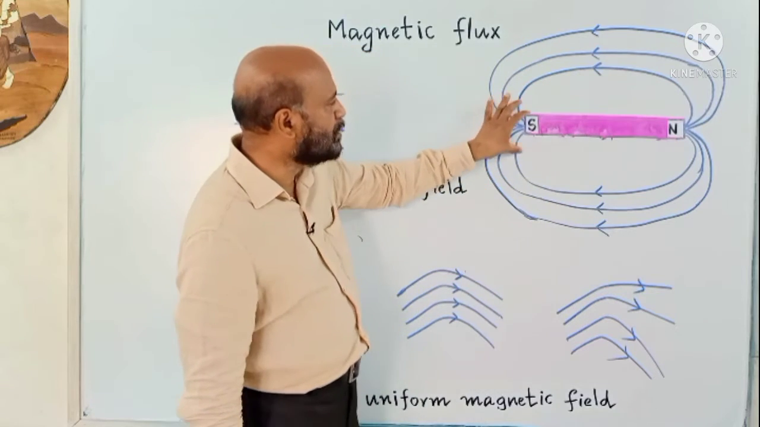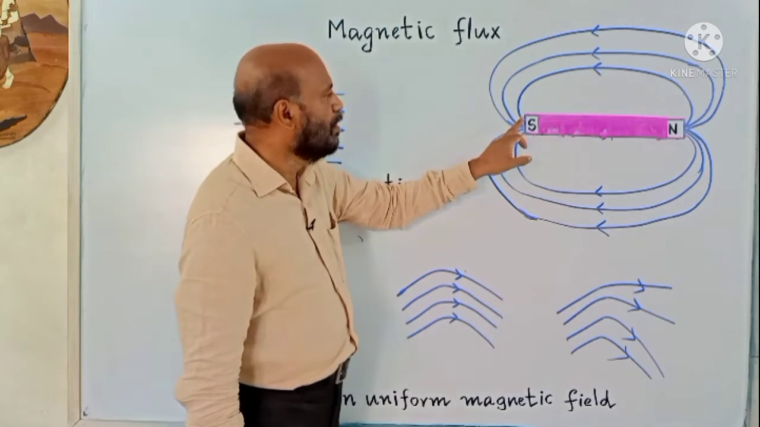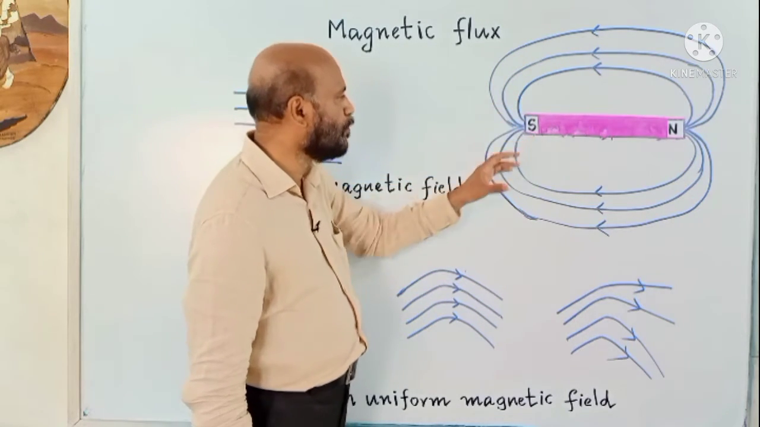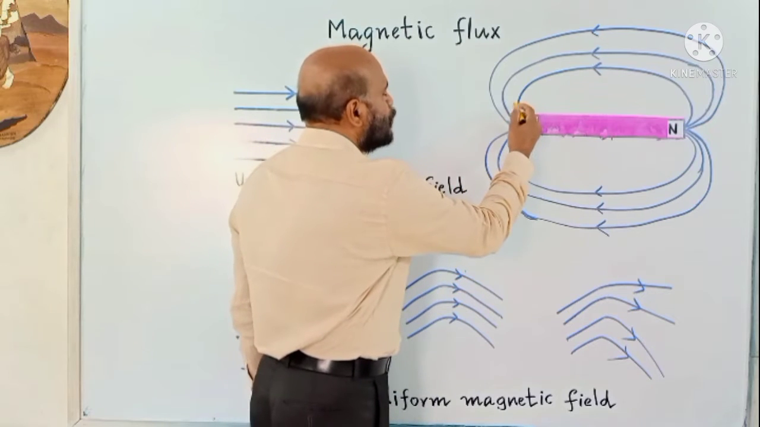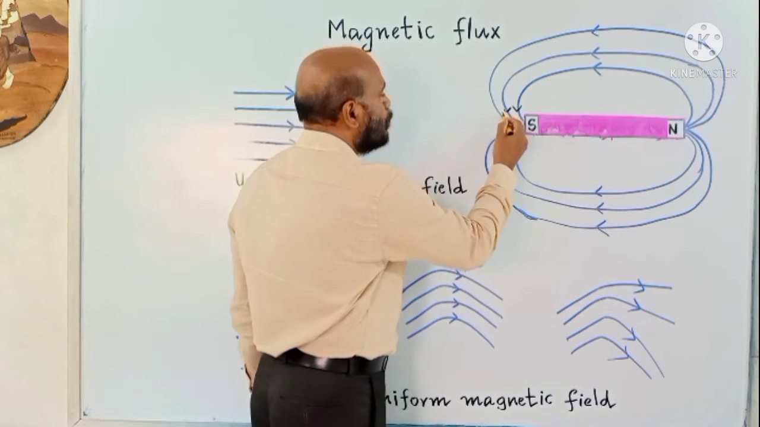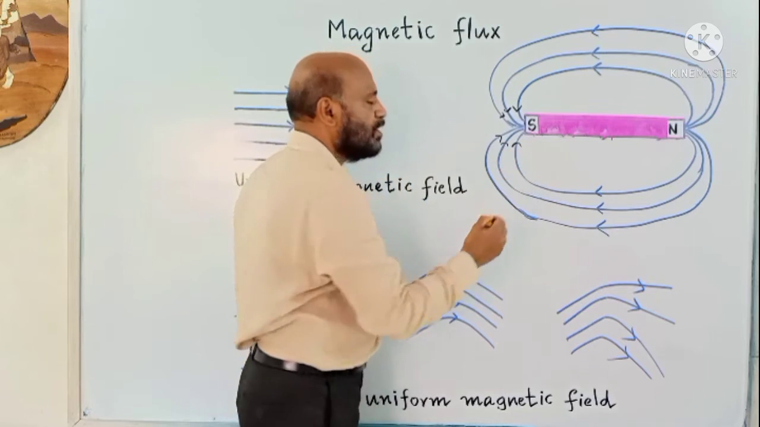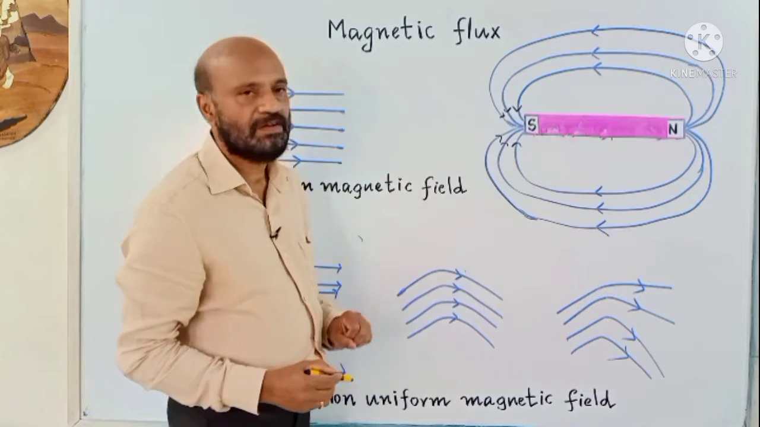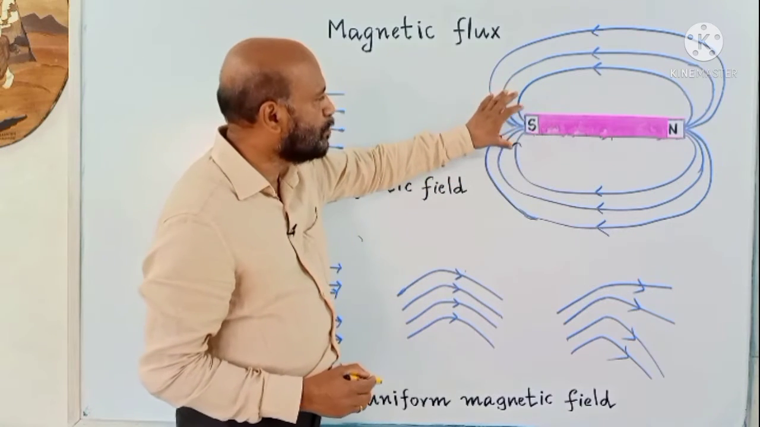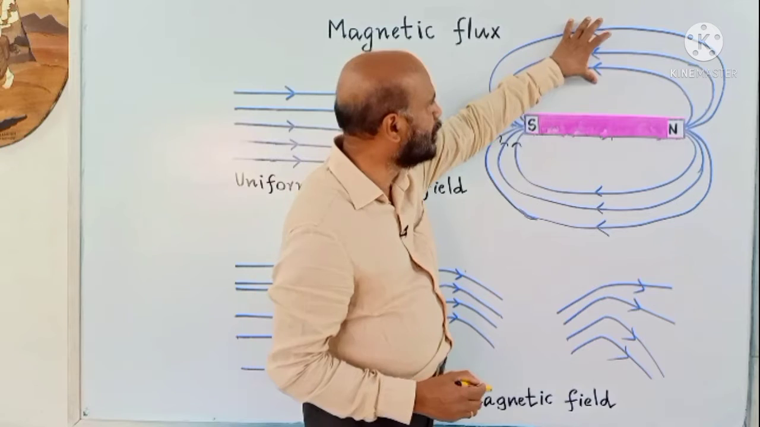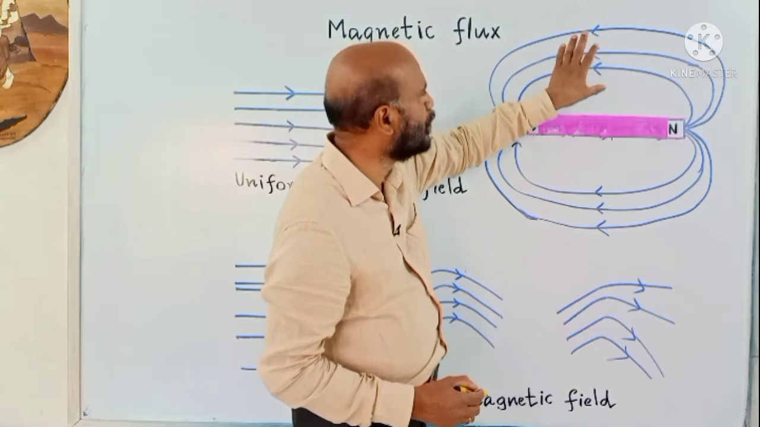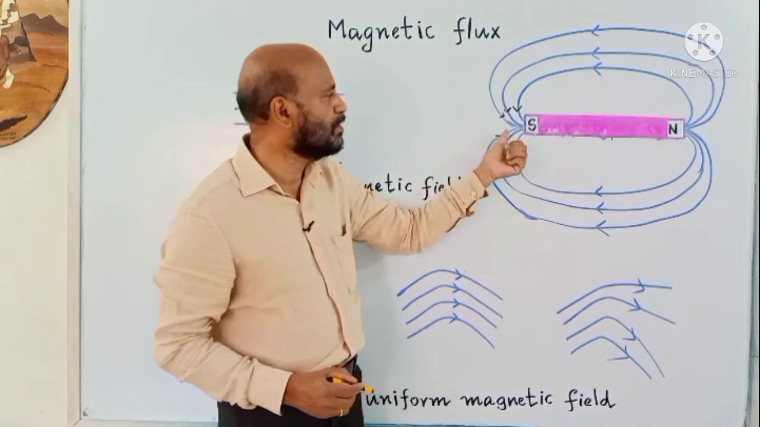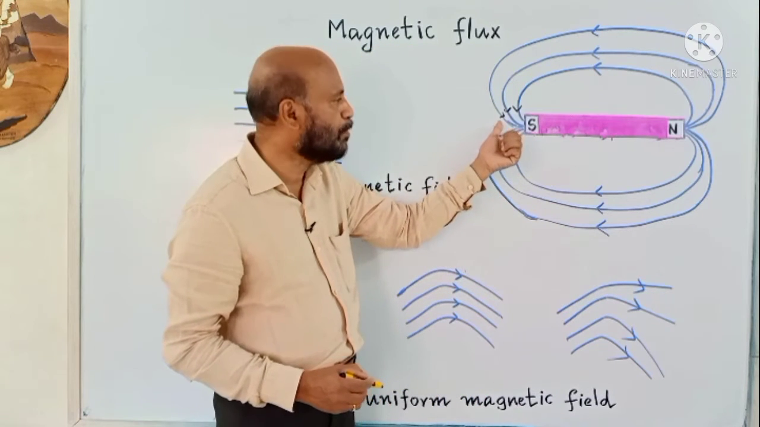Then here you can see lines are crowded. So in a small area, a large number of lines are there. So here the strength of the field is more. So the degree of closeness of the lines determines the strength of the magnetic field. Here you can see large area, less number of lines. So here the intensity of the field is less compared to this point.